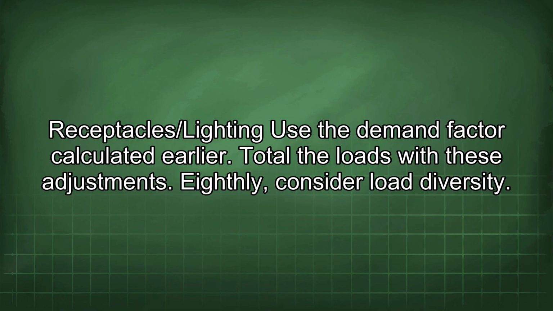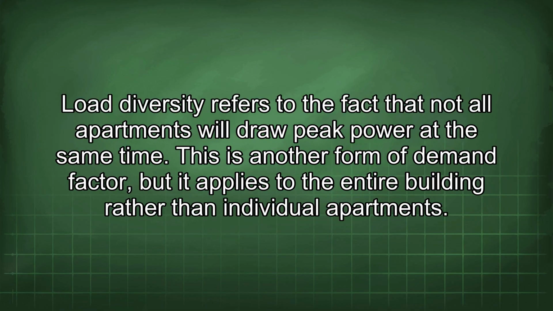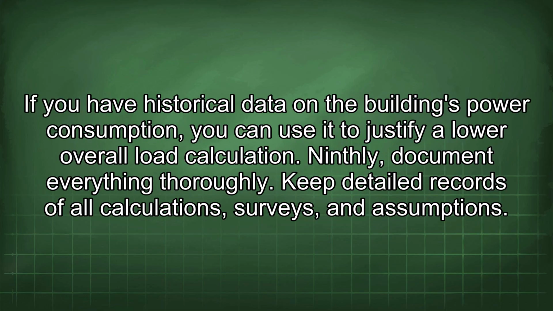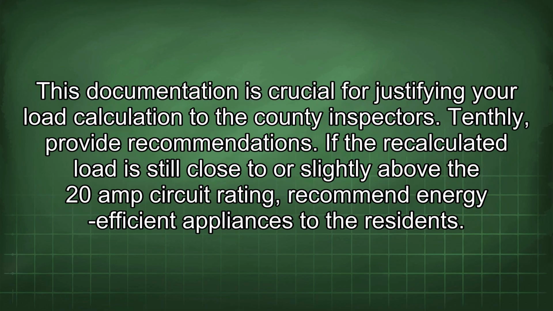Eighthly, consider load diversity. Load diversity refers to the fact that not all apartments will draw peak power at the same time. This is another form of demand factor, but it applies to the entire building rather than individual apartments. If you have historical data on the building's power consumption, you can use it to justify a lower overall load calculation. Ninthly, document everything thoroughly. Keep detailed records of all calculations, surveys, and assumptions. This documentation is crucial for justifying your load calculation to the county inspectors.